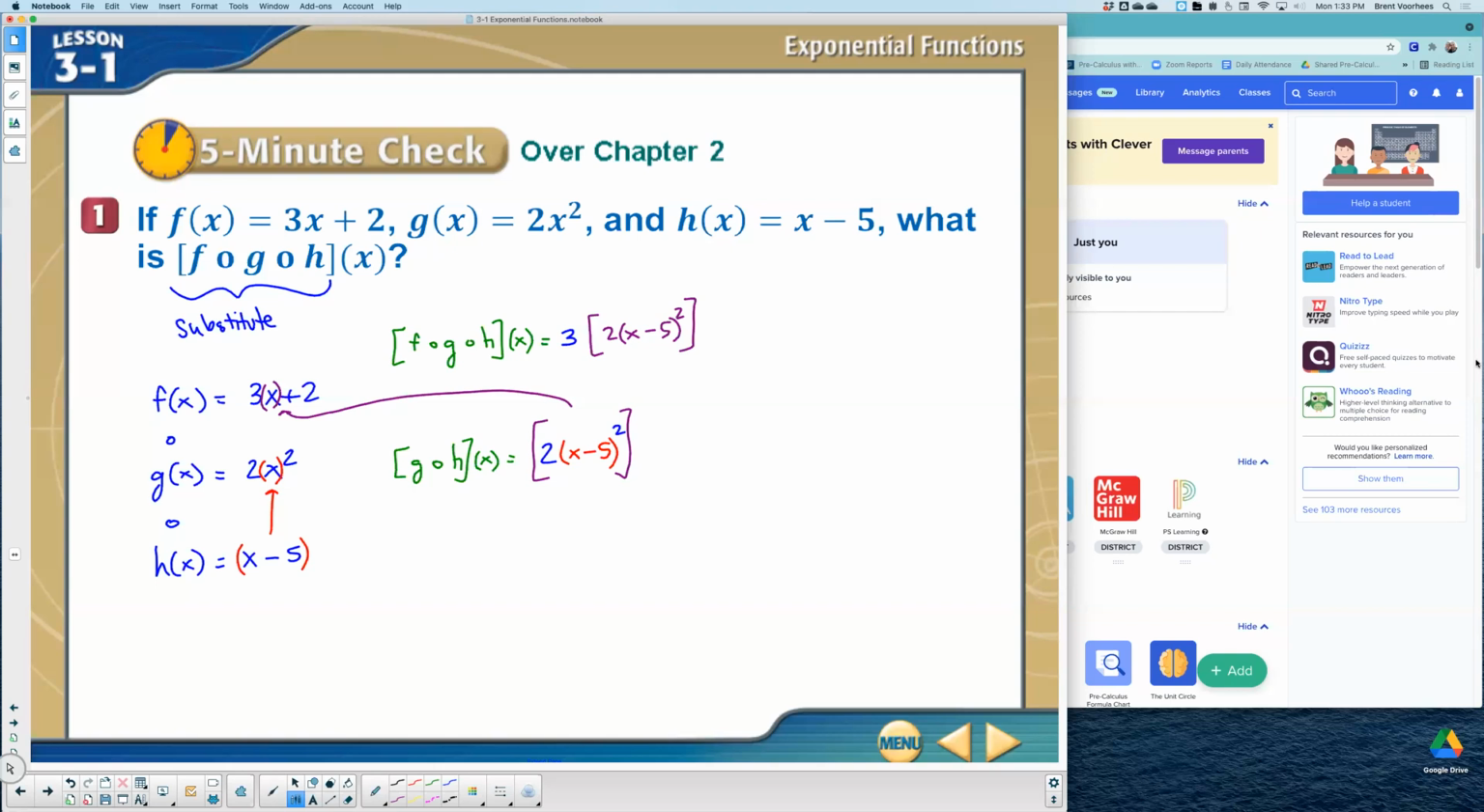And then the plus 2 on the outside. So that right there is my answer in non-simplified form. Let's go ahead and simplify it.